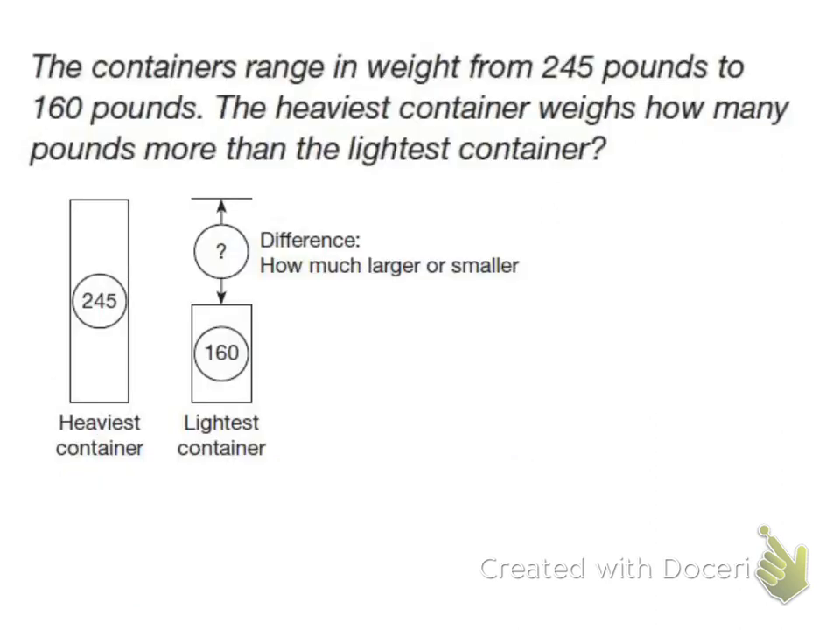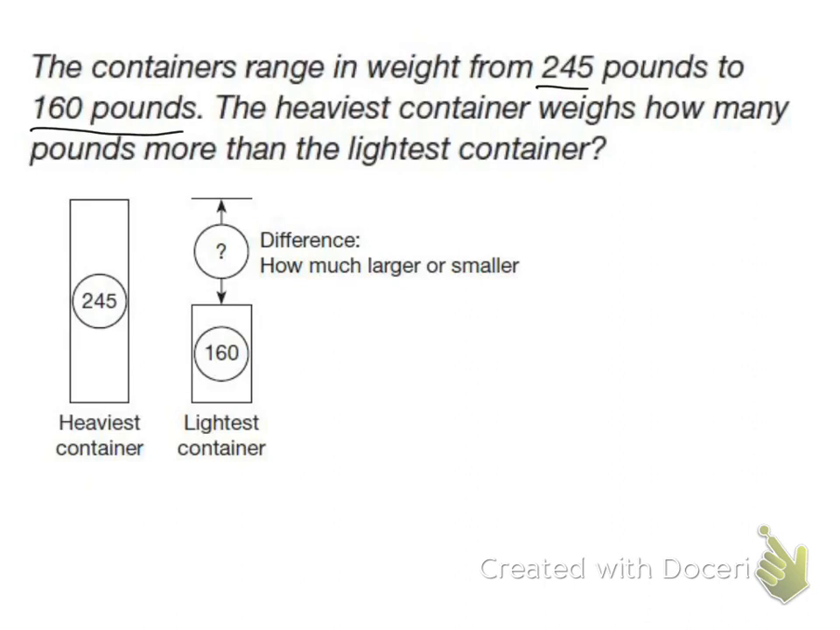So, numbers can be used to describe the quantity of objects. We can say there are 7 containers. We can also describe the size. We can say something is heavier. In this problem, the containers range in weight from 245 pounds to 160 pounds. The heaviest container weighs how many pounds more than the lightest container?